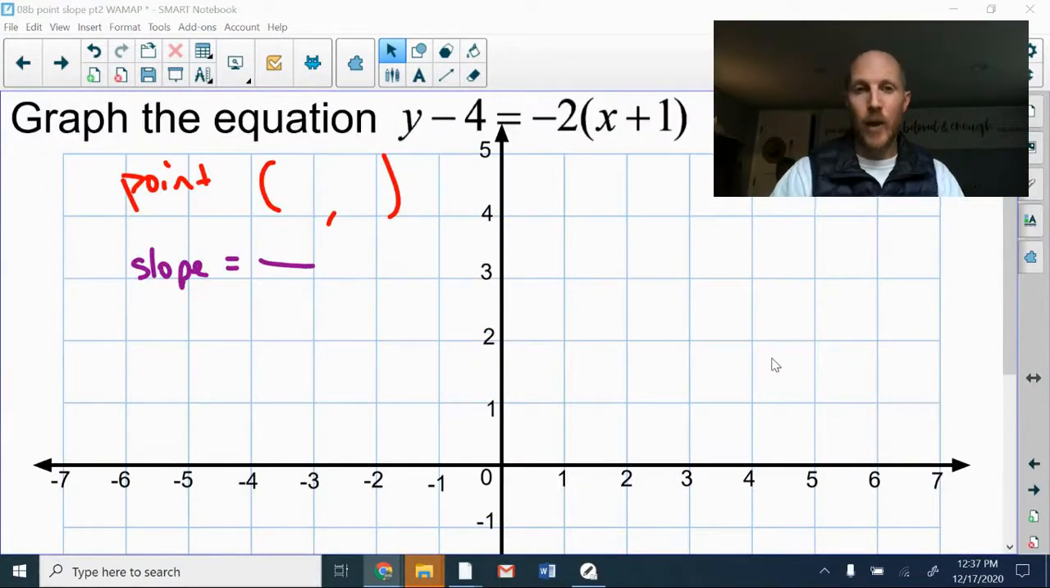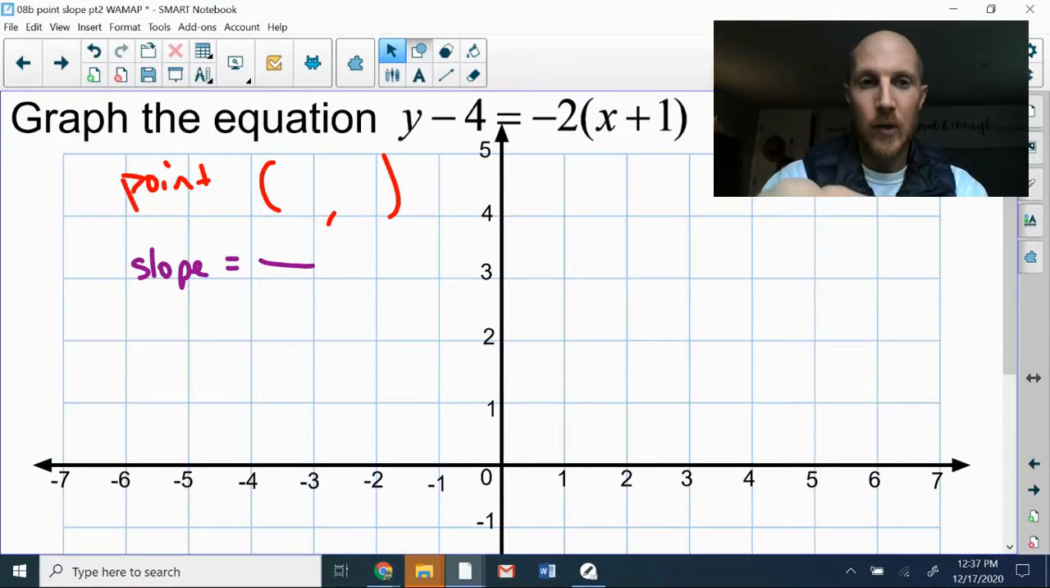Okay, let's take a look at a graphing example. In this case, I'm given an equation in point slope form and I need to graph it. In order to graph it, I need to pull some information out of this equation. So I need to get the point and the slope. Let's start with the point.